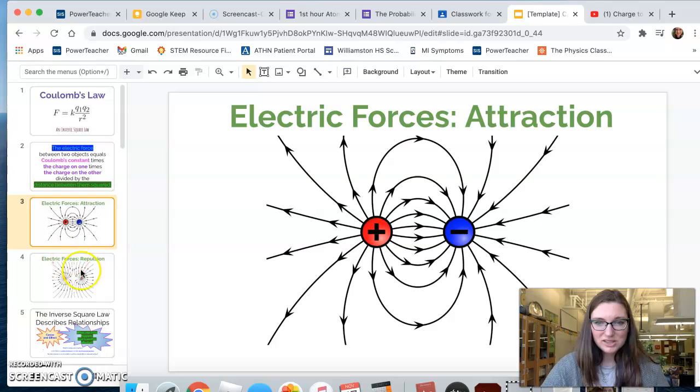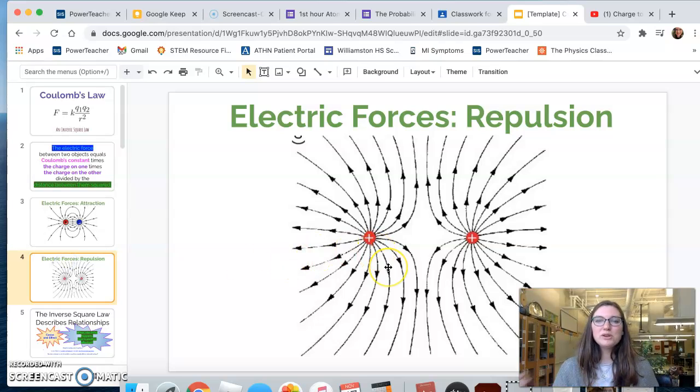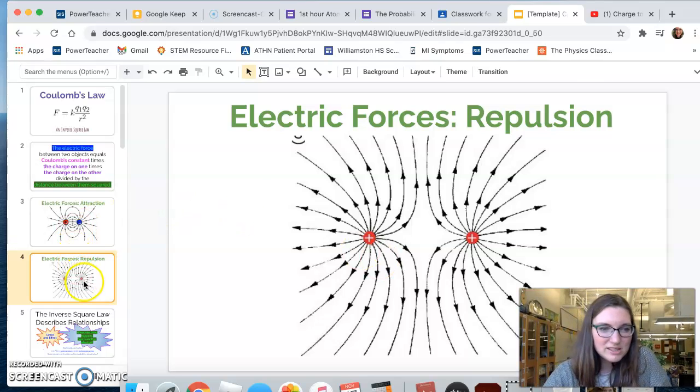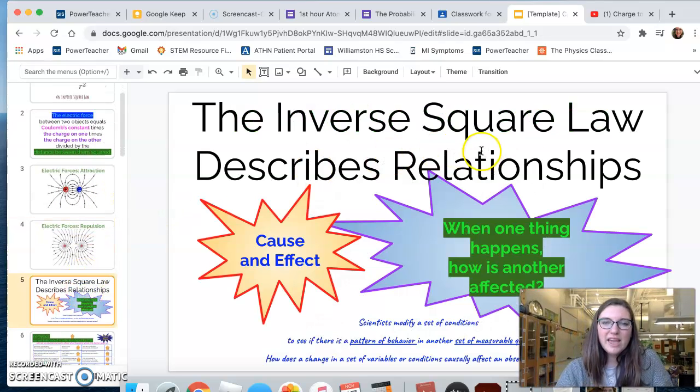Okay, so we've talked about electric forces such as attraction. This is what attraction looks like. We have this negatively charged particle that is going towards the positively charged particle. We have repulsion, which is where two like-charged things are pushing apart so that their electric fields can be balanced all on their own. And so the inverse square law describes relationships.